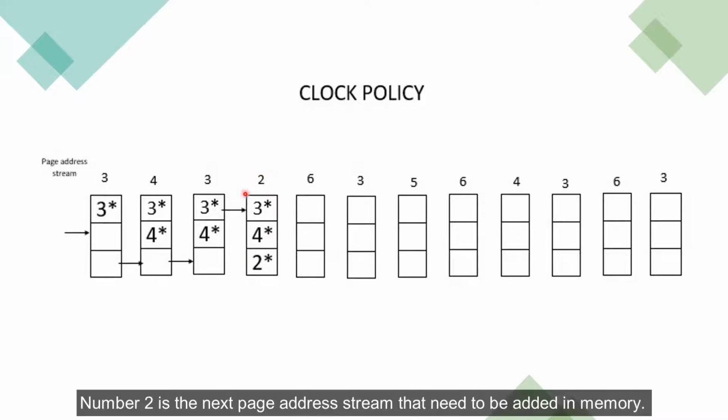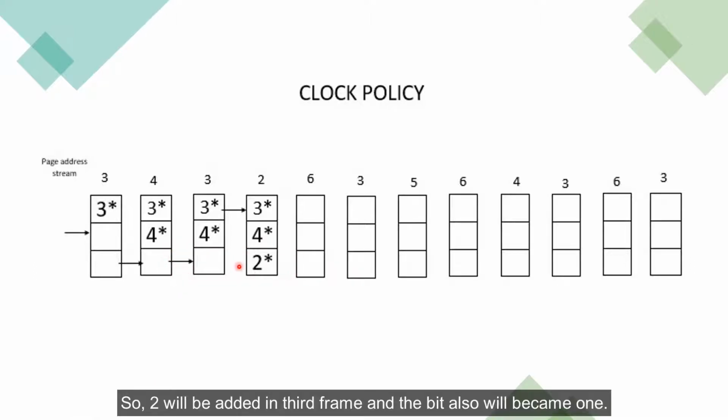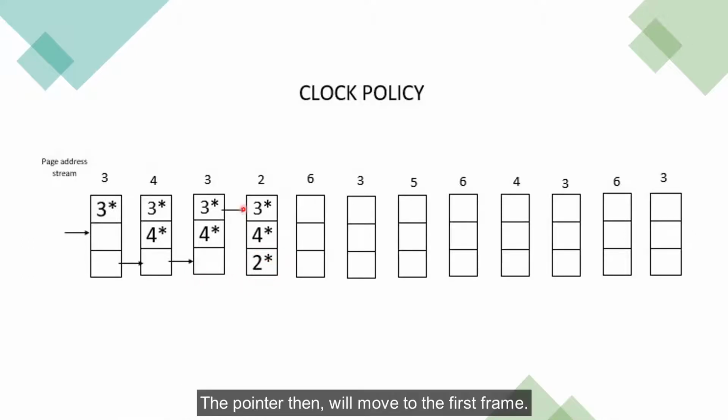Number 2 is the next page address stream that needs to be added in memory. As the pointer previously remained the same and is still pointing at the third frame, 2 will be added in the third frame and the bit also will become 1. The pointer then will move to the first frame.